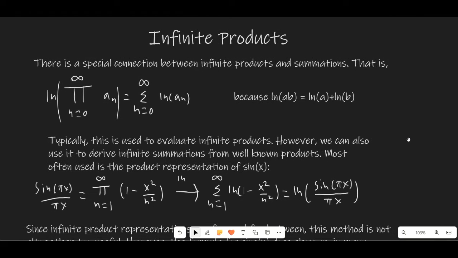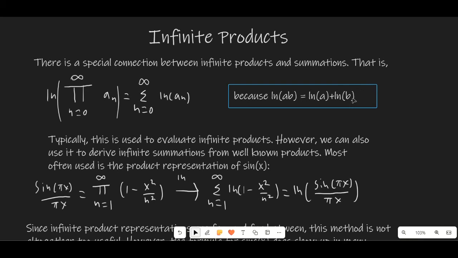So there's a very interesting connection between infinite products and summations, and that is, if you take the natural log of an infinite product of an, it becomes the sum of the natural log of the terms an, because ln of ab equals ln a plus ln b. So if we take the natural log of a huge product, it becomes a sum of the natural log of all the factors. So typically, this is how we would evaluate an infinite product.